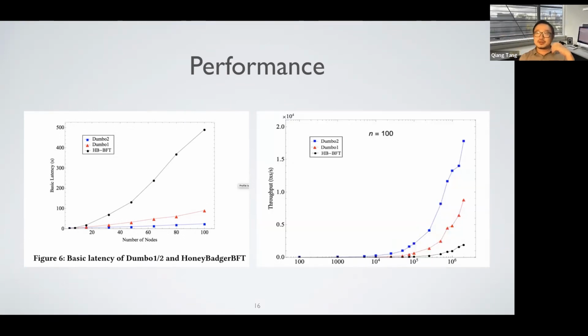While for throughput, we can always increase the batch. That's a nice technique from Honey Badger, that we can always increase the batch size to increase the peak throughput. And we can see from the figure that Honey Badger actually gets stuck fairly soon because the protocol itself is heavy, while Dumbo 2 can continue to approach a higher throughput.